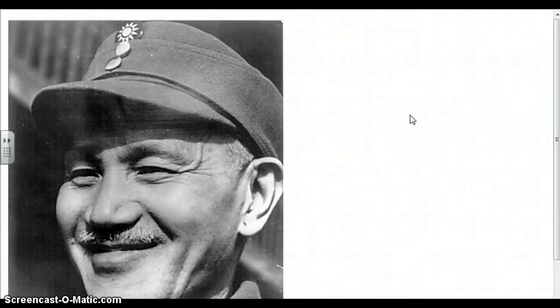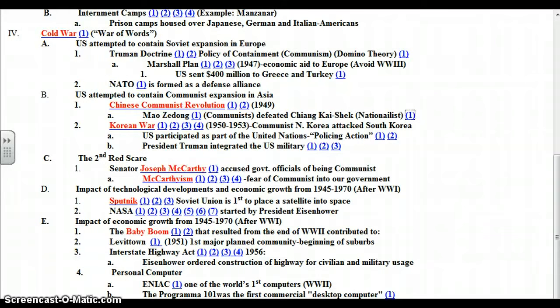The United States backed Chiang Kai-shek with money and arms, and even a group of American soldiers went over and attempted to help Chiang Kai-shek defeat Mao Zedong, to no avail. Mao Zedong won the revolution, and Chiang Kai-shek and his followers escaped to the island of Formosa, which is today known as Taiwan.